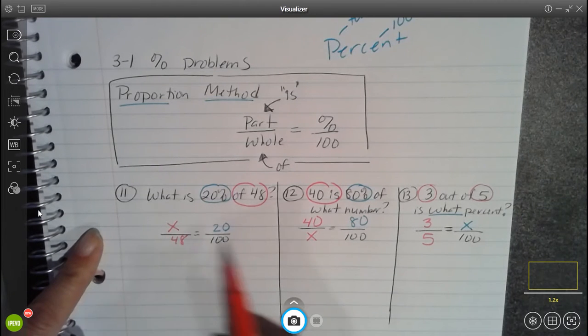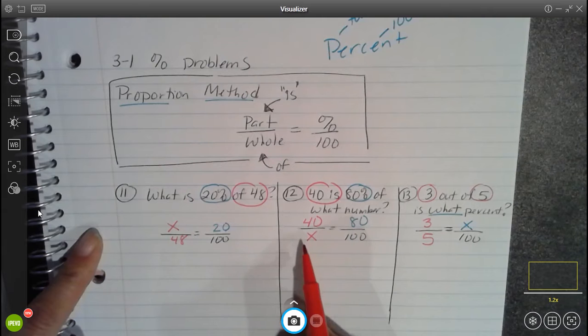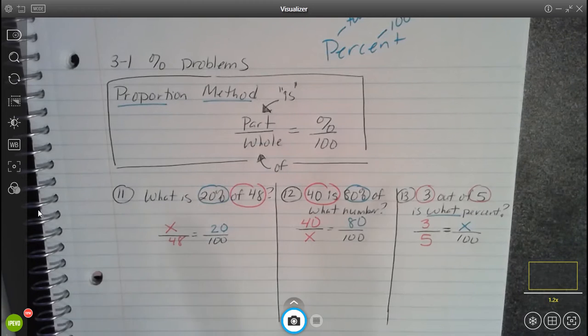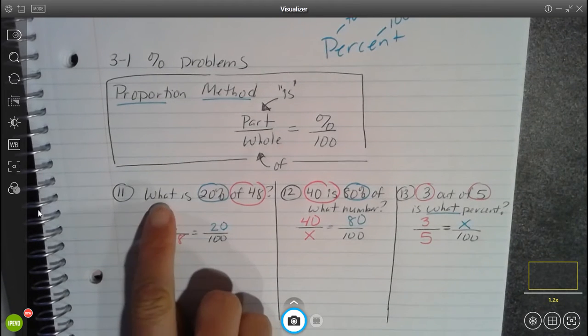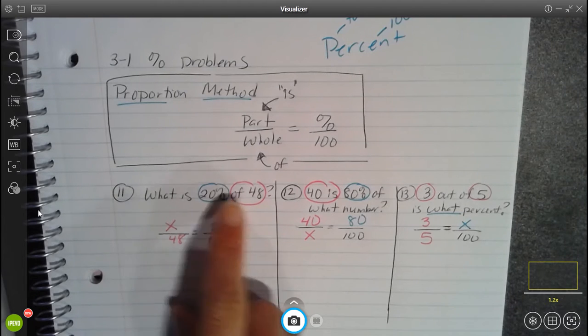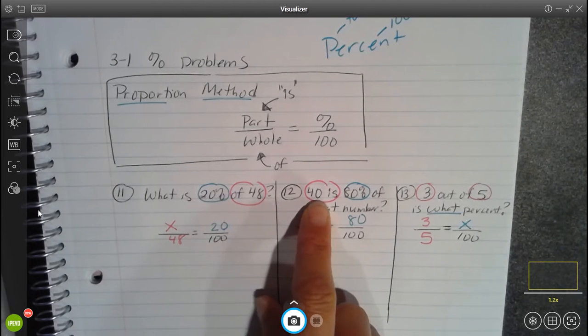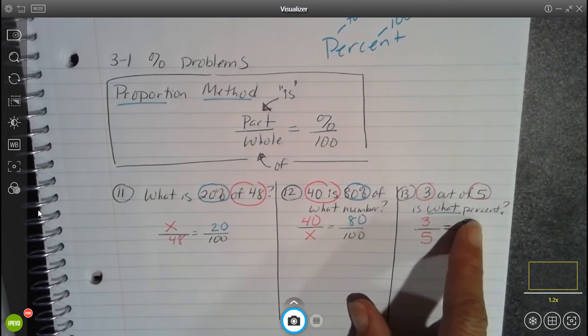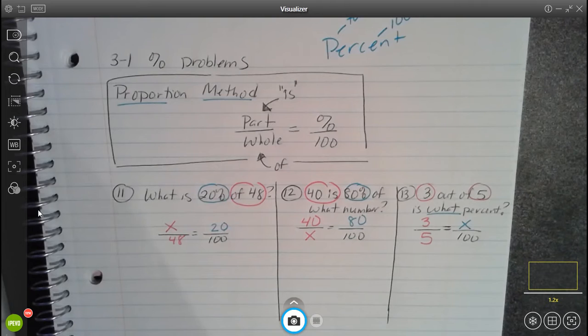So here it's on the top left. Here it's on the bottom left. Here it's on the top right. It's going to move to a different location depending on what is unknown. Here we were looking for the part that is the 20% of the 48. Here we're looking for what is the whole if 40 is the 80%. And here we're looking for the percent. So that x is going to go in a different spot. You've got to pause at the beginning and really pay attention to where you're at.